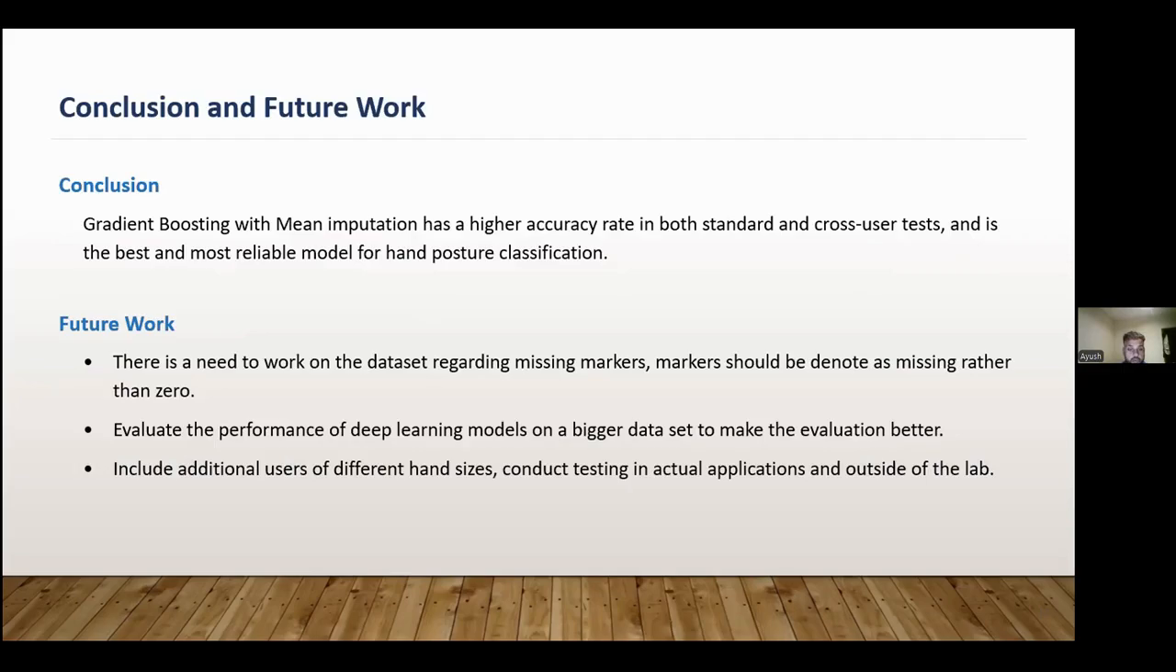So this is the conclusion and future work. In conclusion, we can say gradient boosting with mean-based filling of missing data gave the best and most dependable results. For the future, using better recorded missing data, larger datasets, and testing with more diverse users outside the lab could make this system even stronger.